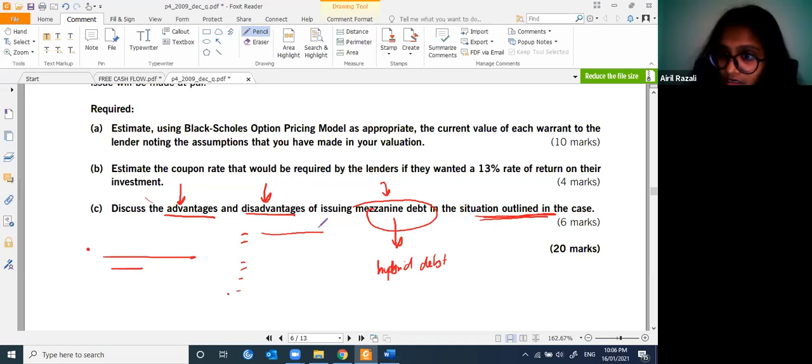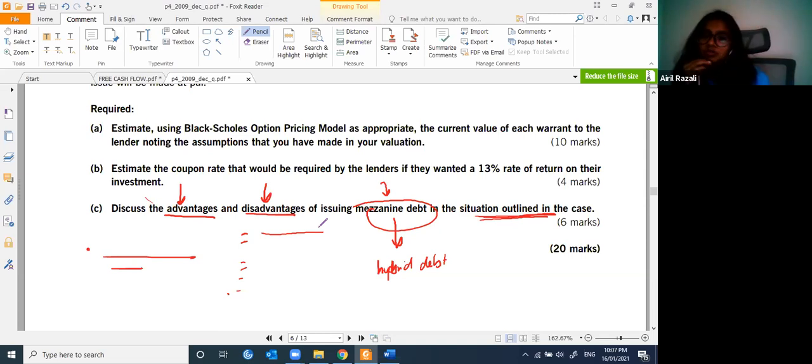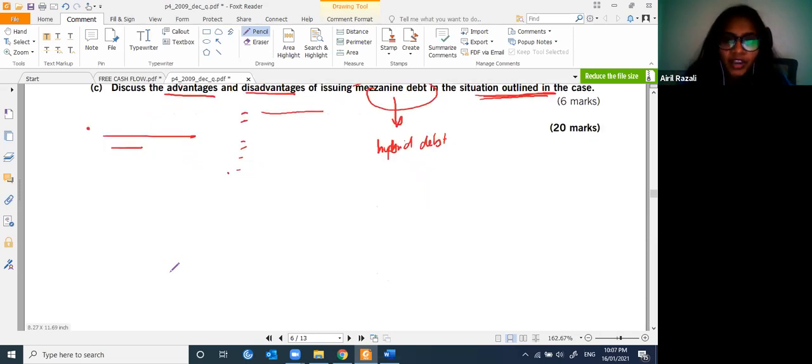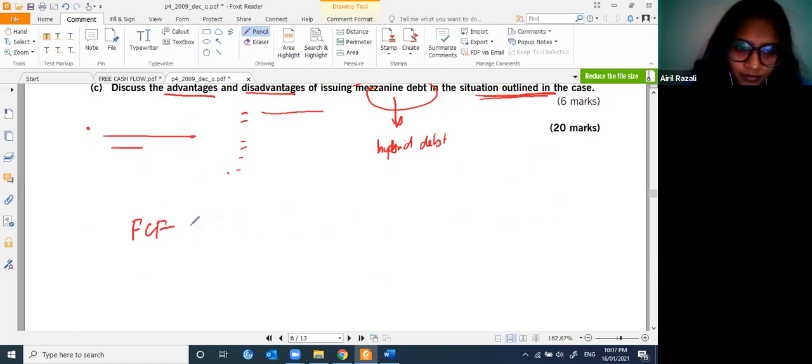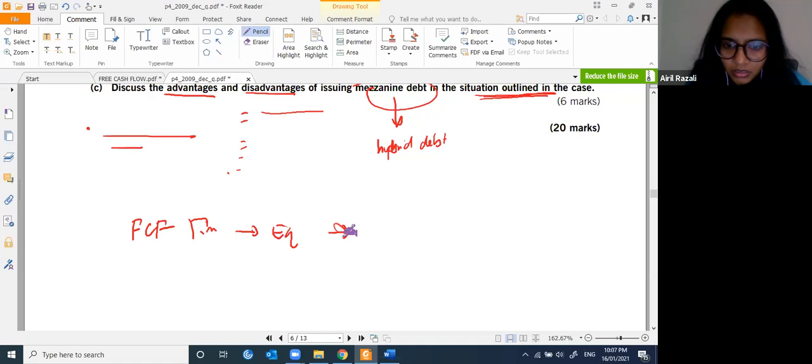Okay, so another question here. If value to debt holders, we will discount FCF. Okay, value to debt holders. I've not actually seen a question where he asks you value to debt holders, but logically, if they want you to find value to debt holders, that means you find free cash flow to firm, you minus equity, you will get the value to debt holders.